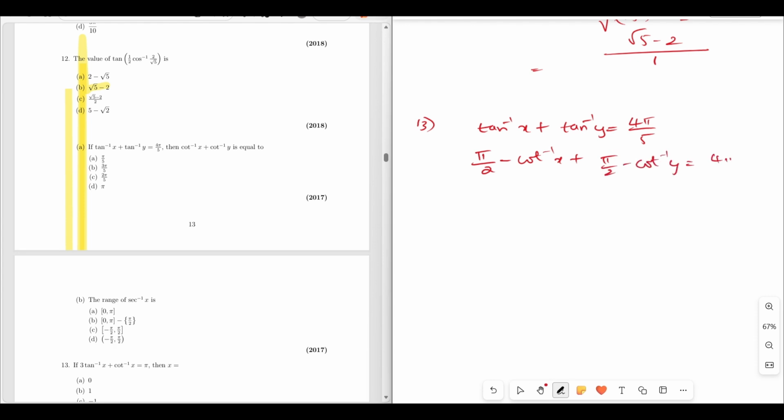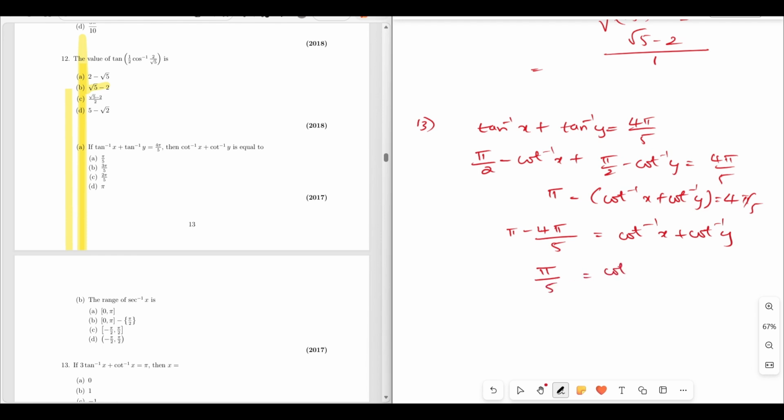This is equal to 4 pi by 5. Now again pi by 2 plus pi by 2 will be pi, and taking the negative sign common, you get minus of cot inverse x plus cot inverse y, which is equal to 4 pi by 5. So pi minus 4 pi by 5 is equal to cot inverse x plus cot inverse y. On simplifying, you get 5 pi minus 4 pi, which is pi by 5, which is equal to cot inverse x plus cot inverse y. Then which is the right option? Option A, pi by 5 is the correct answer.